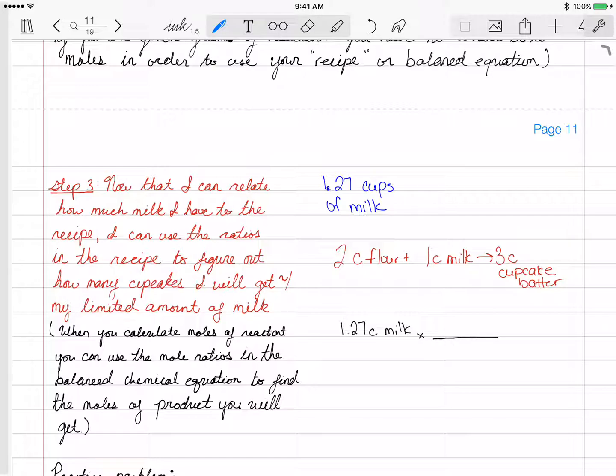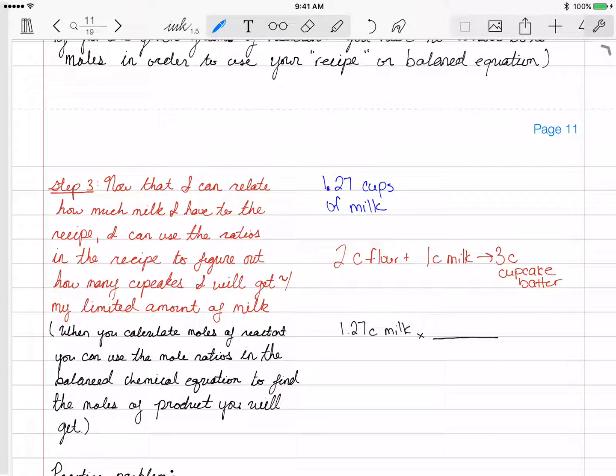And we're not worried about the flour because the flour is our excess. We're not going to run out of that. But we're going to run out of our milk, which is why it's our limiting reactant, and that's what's going to limit how much product we can make, or how many cups of cupcake batter we can get.